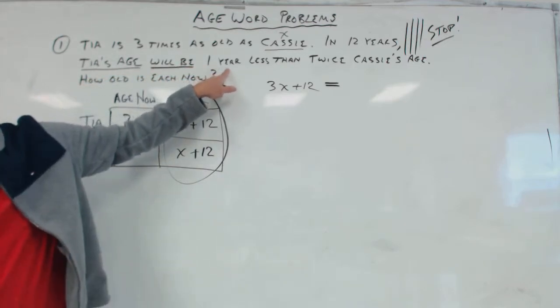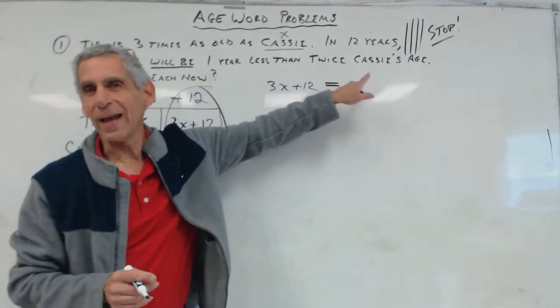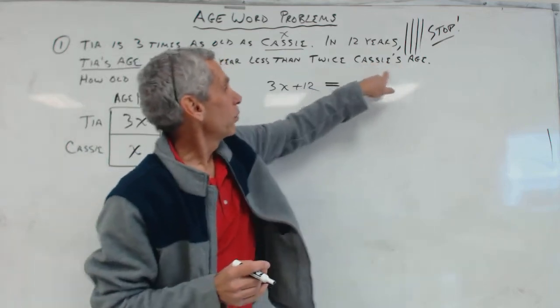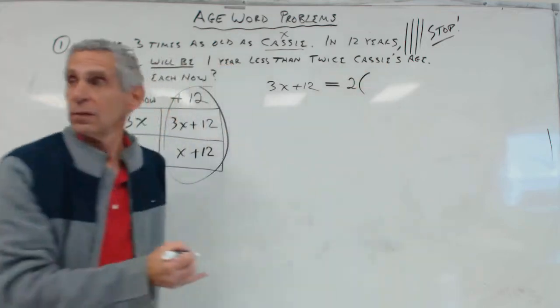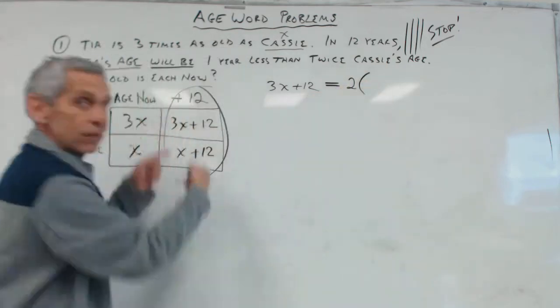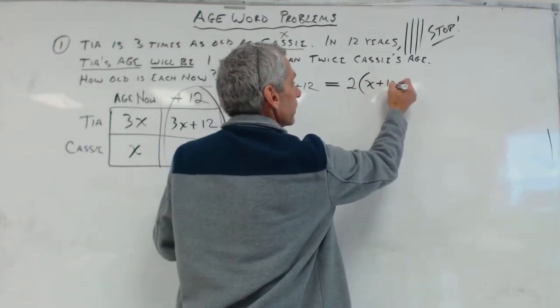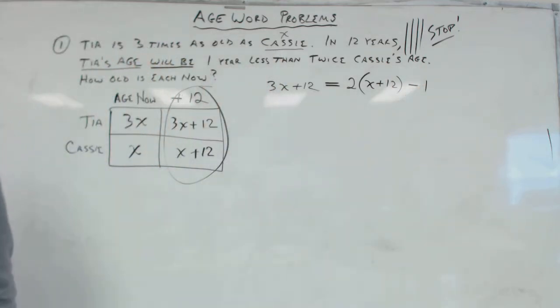Now, remember how to do this with the number word problems? 1 year less than twice Cassie's age. What do I put first? 2 times, twice means 2 parentheses, and what's Cassie's age? x plus 12. I take it from the second column. So 2(x plus 12), minus 1, for 1 year less. Does that make sense? Yes.